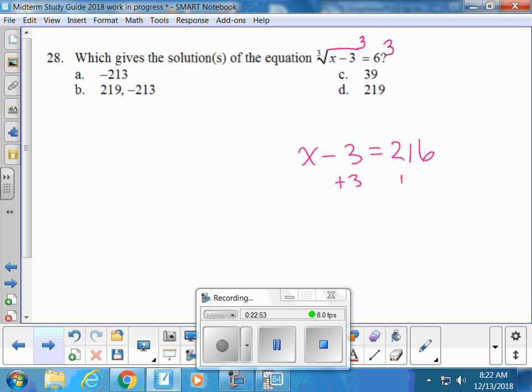So there's only going to be one answer. They're trying to trick you into thinking there's 2 answers. The only time you have 2 answers is if you square root something or fourth root something.